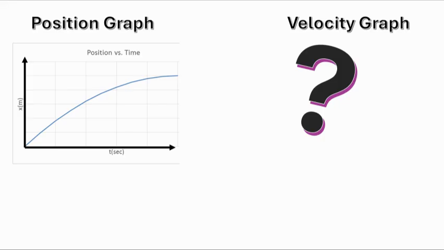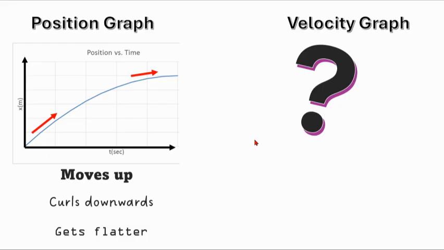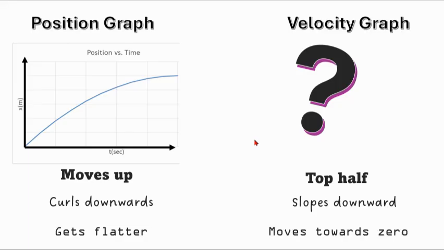In this example, the position versus time graph is moving upward. It's curling down this time, so you can imagine this is like the left half of a frowny face, which means we're looking at a negative acceleration. And you can also see that the line is getting flatter. So what does that mean for the velocity time graph? It means the line of the velocity graph is going to be in the top, positive half of the graph. It's going to be sloping downward, and it's going to move toward the zero line.